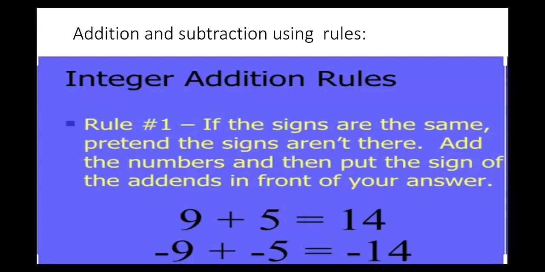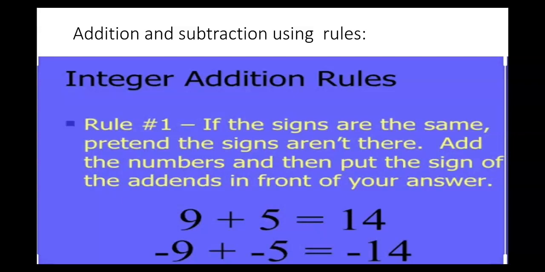Addition rules for integers. Rule number 1. If the signs are the same, pretend the signs aren't there. Add the numbers and then put the sign of the addends in front of your answer. In the example given below, you can see there is 9 plus 5. So positive 9 plus positive 5 gives you positive 14. That is, you ignore the signs, add the numbers and then put the sign of the addends.